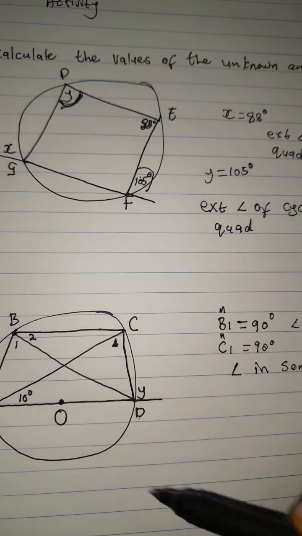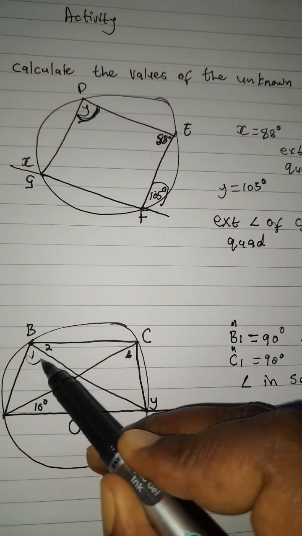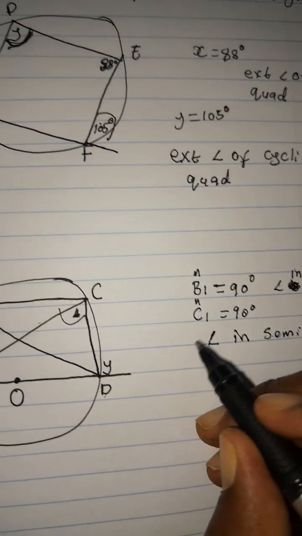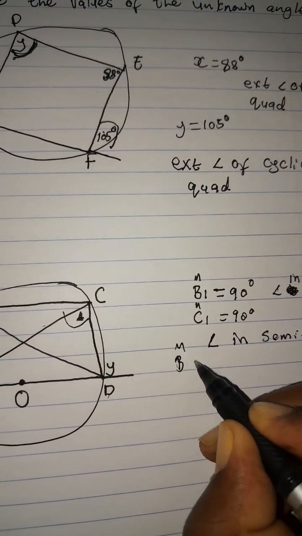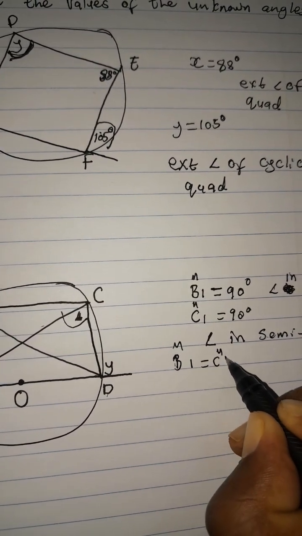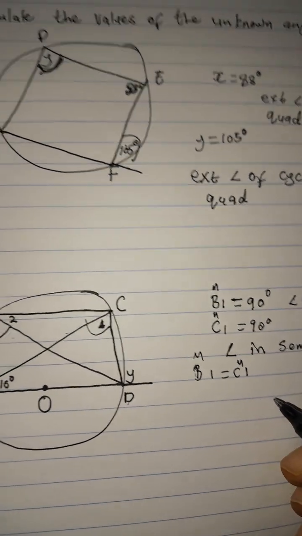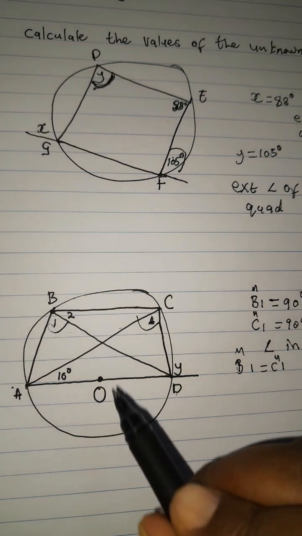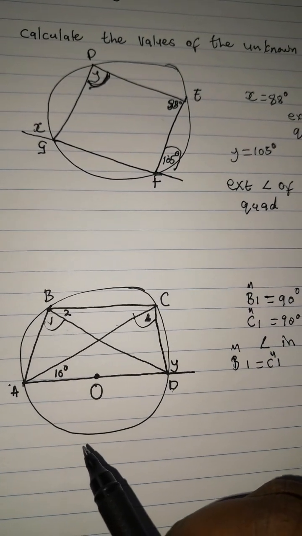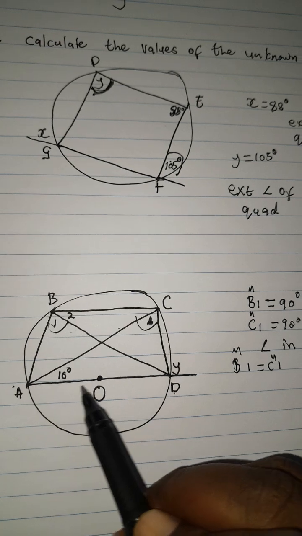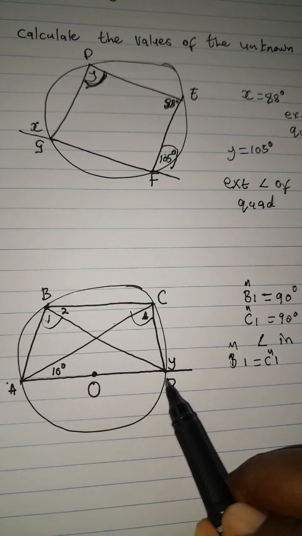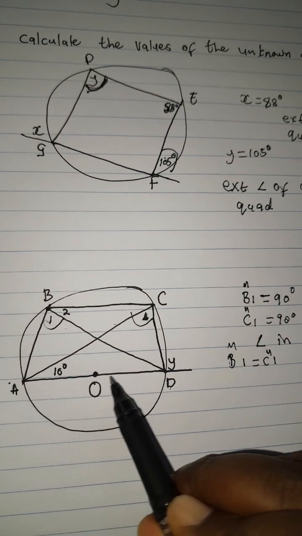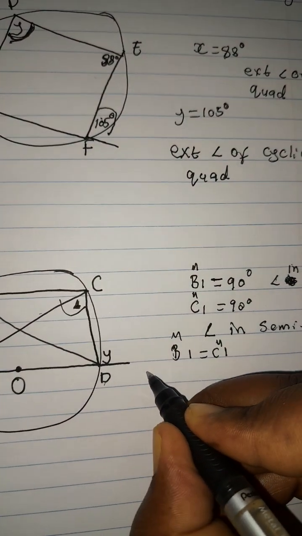So I want you to see this. Angle B1, since both of them are equal to 90 degrees, they are equal. So we could just say angle B1 is equal to angle C1. So what will be the reason? Yes, we know that they're both 90 degrees. We did prove that. But the reason will be because of AD subtends equal angles.